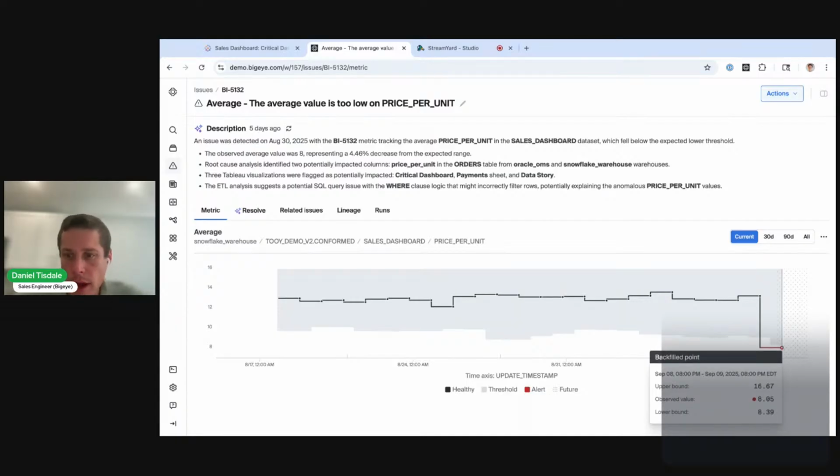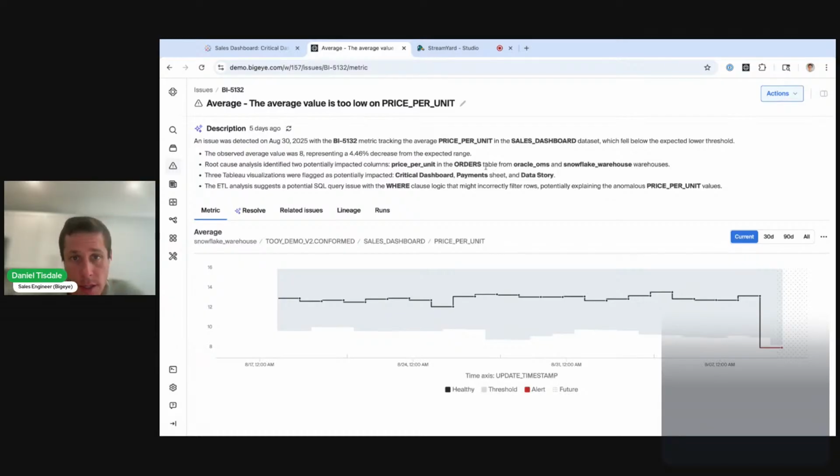Now we can see that the observed value is lower than the lower bound, which has now generated this issue for us. Right up at the top here, this description is giving me a nice summarized context on all of the information that we have around this specific issue. So this is telling me the metric and the column that it's on, what specific data set. It's telling me that the value was a 4% decrease from the expected range. I'm also able to see the potential root cause of that specific issue.